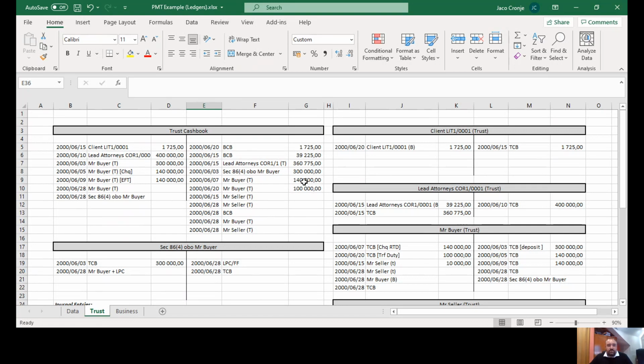So if we physically pay it out to the guys, will we have a cash flow transaction? And the answer is yes. Will my trust cash book increase or decrease? It will decrease to the value of 10,000 Rand, because that's the occupational rent.